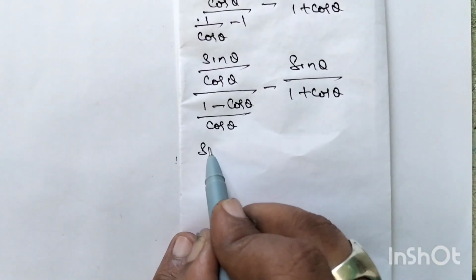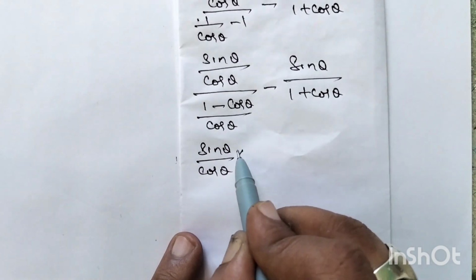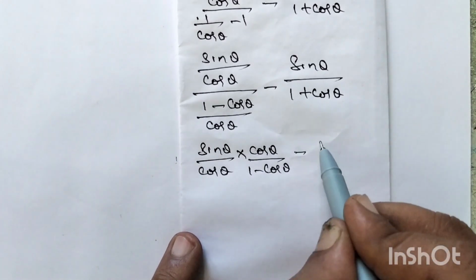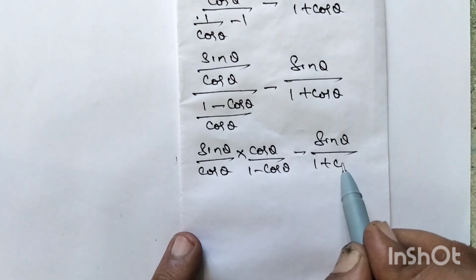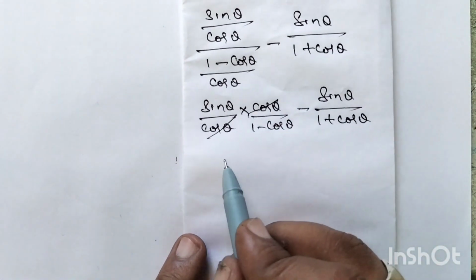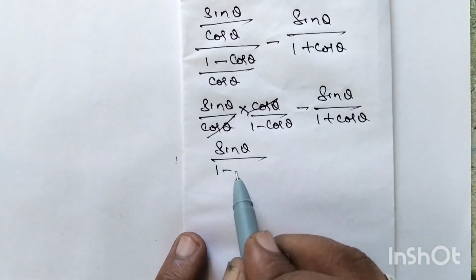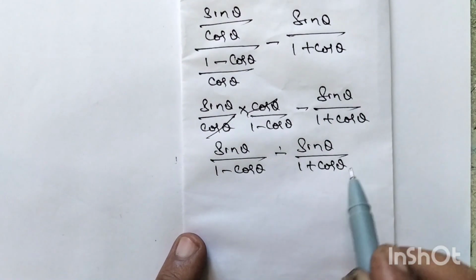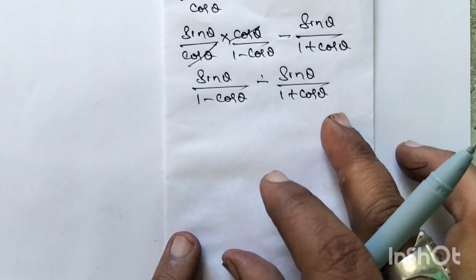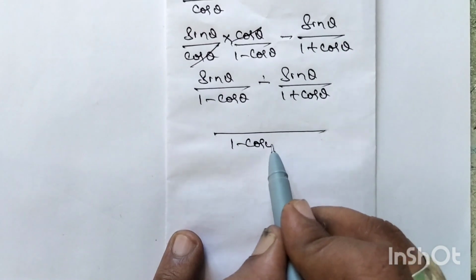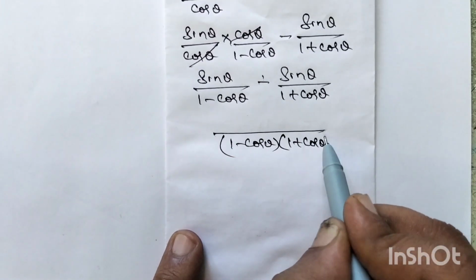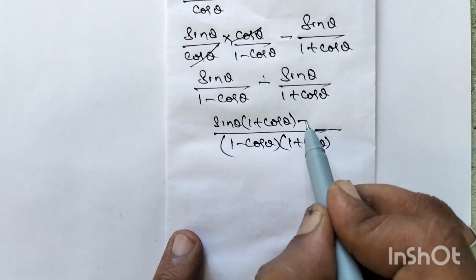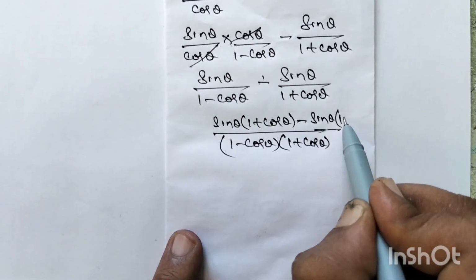Now sin theta divided by cos theta, taking the reciprocal, it will become cos theta by 1 minus cos theta, minus sin theta by 1 plus cos theta. Cos theta will get cancelled. Remaining is sin theta by 1 minus cos theta minus sin theta divided by 1 plus cos theta. Whatever is there in the denominator, that itself is the LCM. So what is the LCM? 1 minus cos theta into 1 plus cos theta. So cross multiply now: sin theta into 1 plus cos theta minus sin theta into 1 minus cos theta.